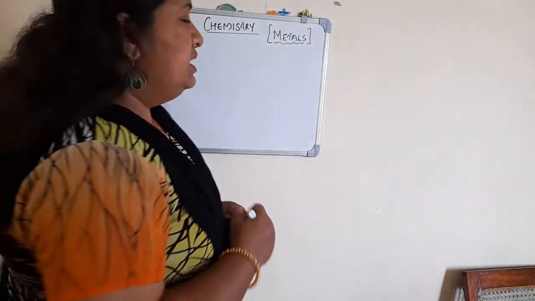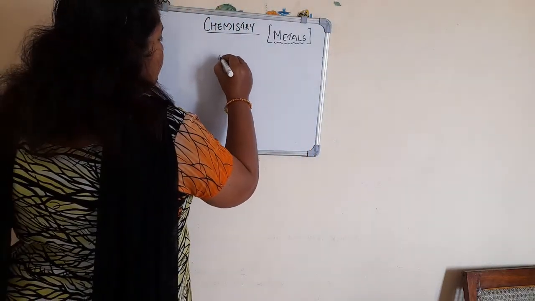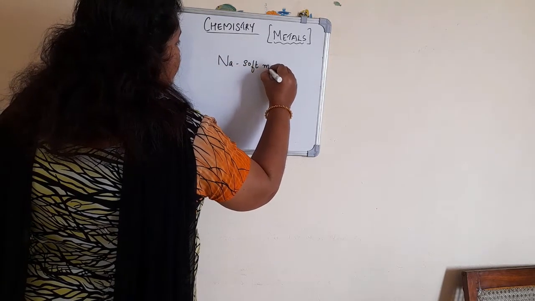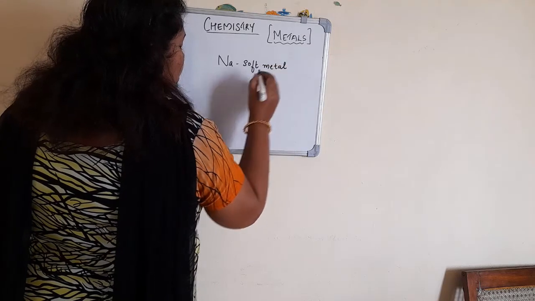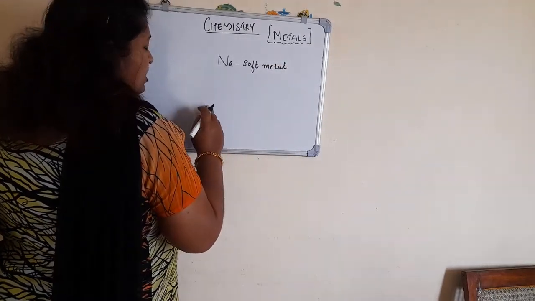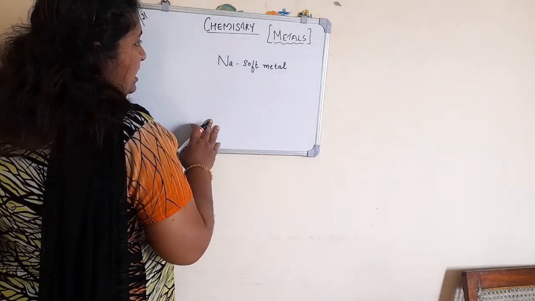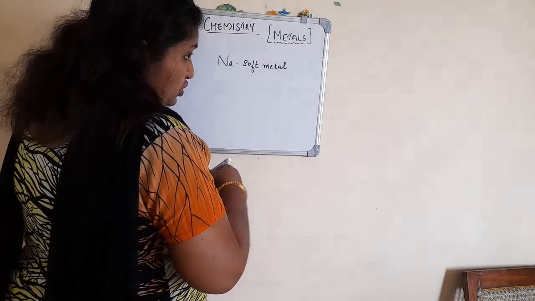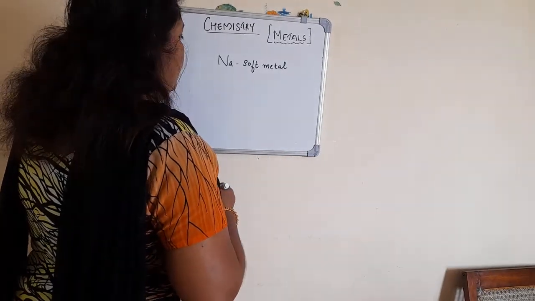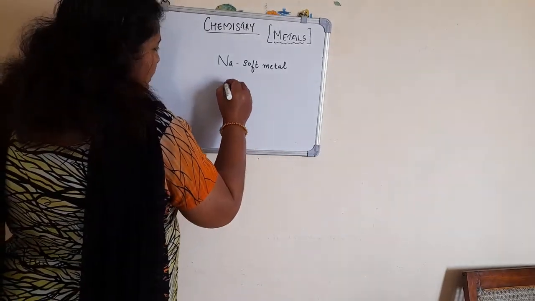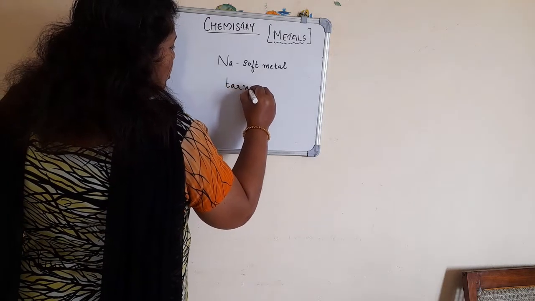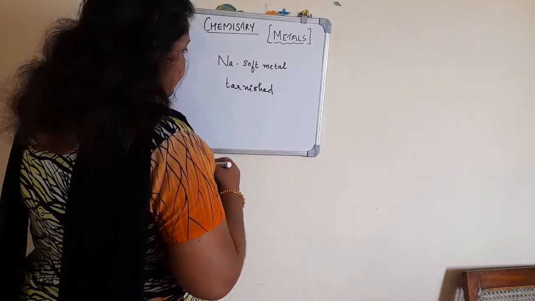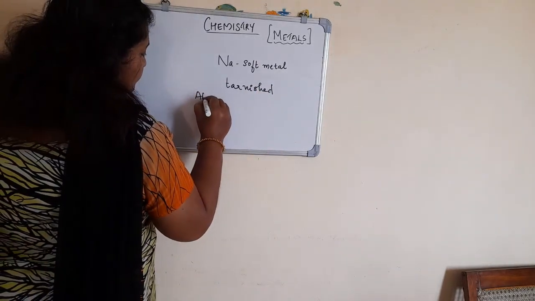You all know that sodium is a soft metal. If you cut this sodium into two halves, it shows the metallic luster that we studied in the last class. But if you keep it exposed to air for some time, you can see that the color fades. It gets tarnished. Tarnished means the color gets faded. It loses its luster.